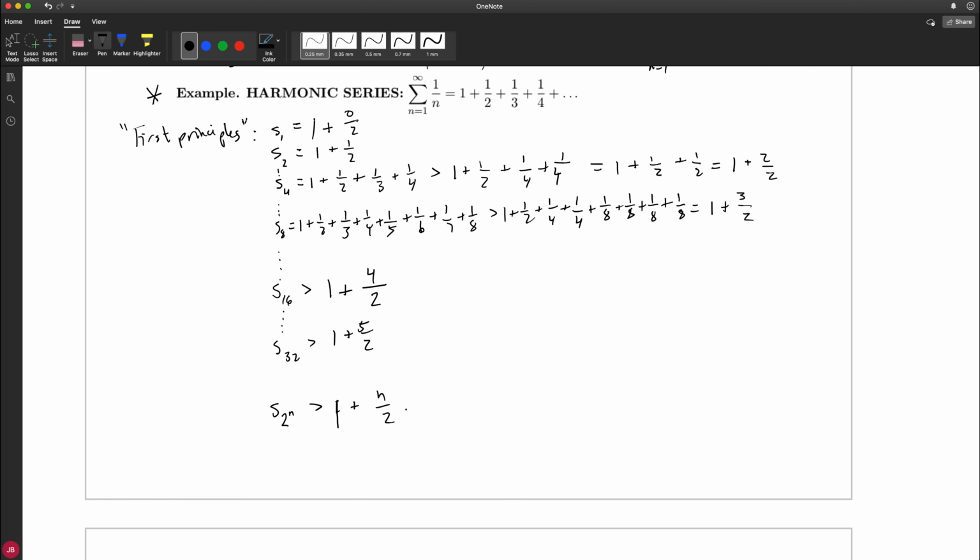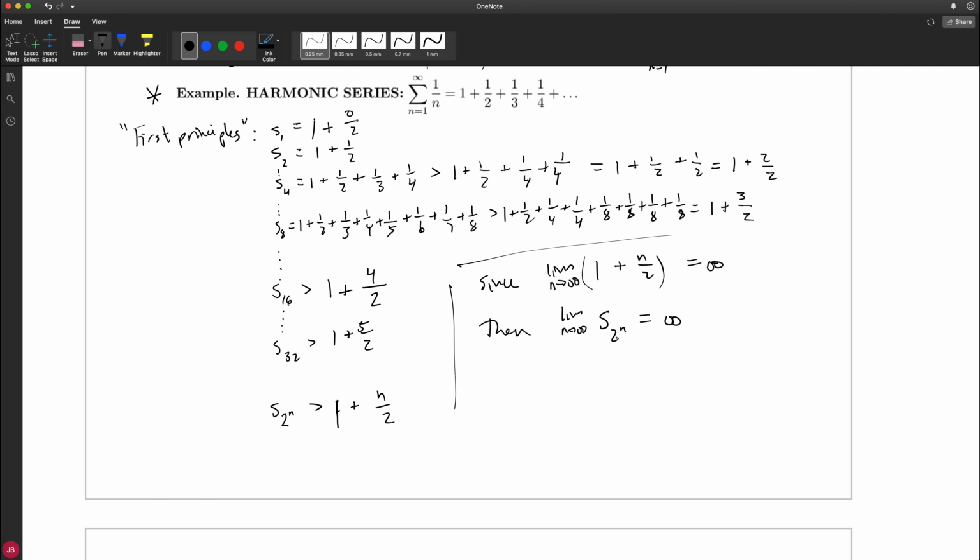to infinity, right? So let's actually remark that. Since the limit as n goes to infinity of 1 plus n over 2 is infinite, then the limit as n goes to infinity of these particular Sn values, the ones where the subscript is a power of 2, that's also infinity.